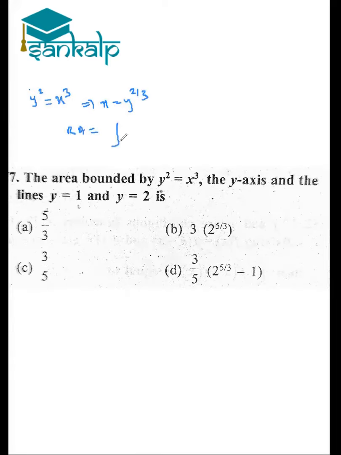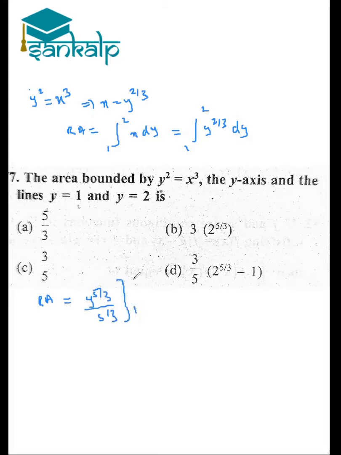So the required area will be integral from 1 to 2 of x dy. So 1 to 2 y raised to 2 by 3 dy. So on simplifying, we get the required area is equal to y raised to 5 by 3 upon 5 by 3 under the limits 1 to 2. So 3 by 5, keep it as it is, into y raised to 5 by 3.